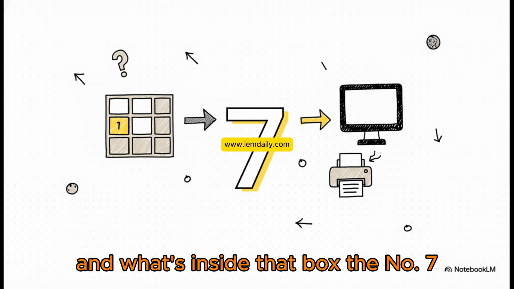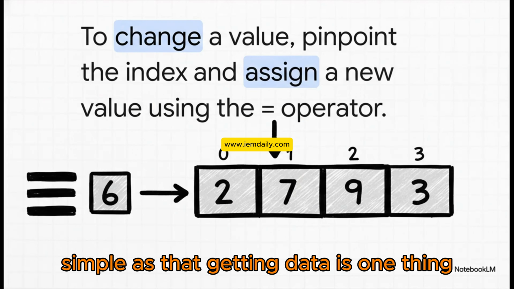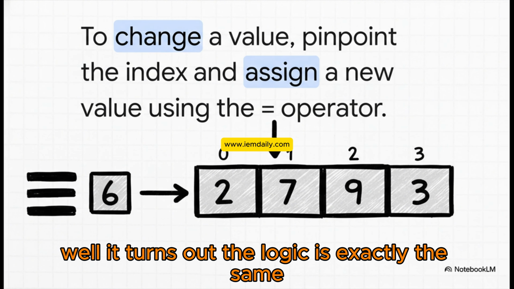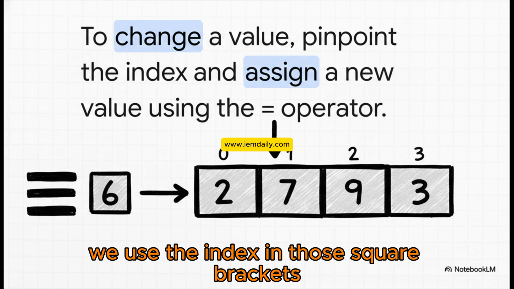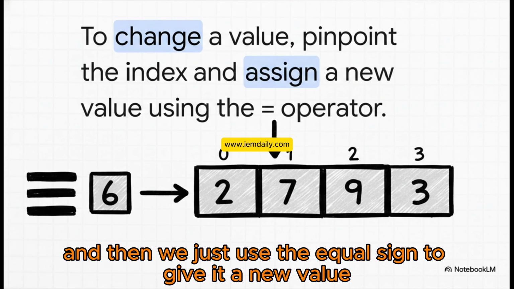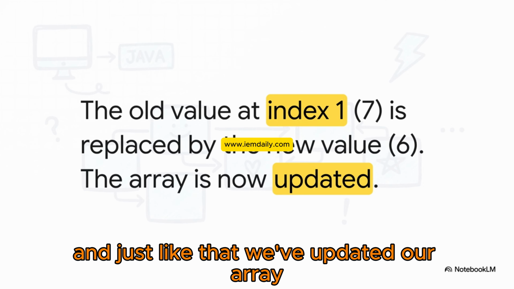The number 7. So that's exactly what pops up on the screen. Simple as that. Getting data is one thing, but what if you need to change it? Well, it turns out the logic is exactly the same. We use the index in those square brackets to target the exact box we want to modify, and then we just use the equal sign to give it a new value. And just like that, we've updated our array.